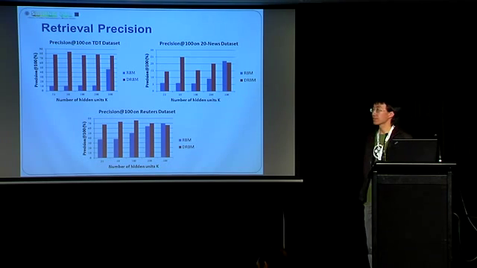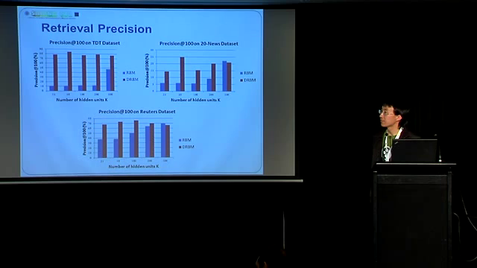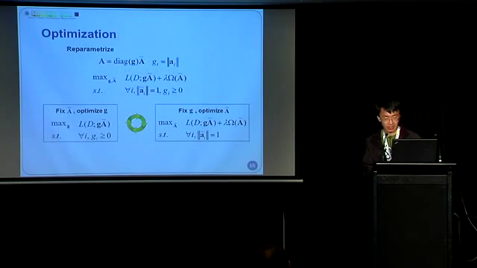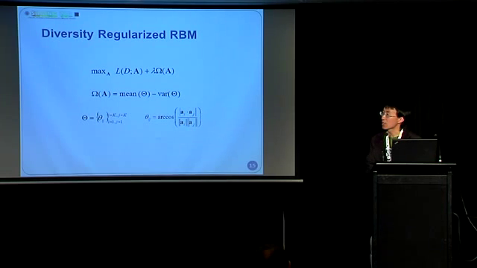The other question is, is the RBM optimization cheaper than the diversified version? So basically, the algorithm is gradient descent. RBM uses contrastive divergence, which is essentially a gradient method. So our method is also a gradient method. The only difference is to compute the gradient of the diversity term. Not too much complexity.